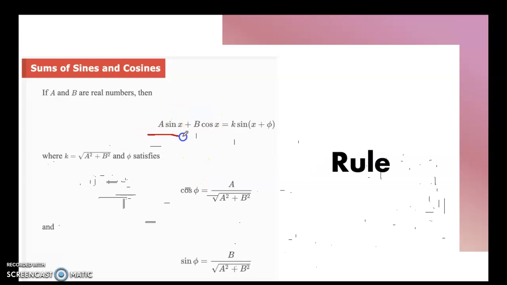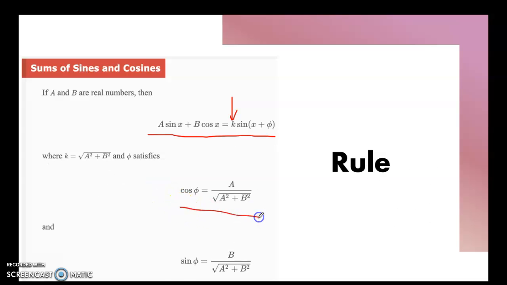This is the rule here. If we start out with a sine x plus b cosine x, we're going to have some constant k times sine of x plus phi, where k is the square root of a squared plus b squared, and phi satisfies these relations. The sine of phi is b over the square root of a squared plus b squared, and cosine phi is a over the square root of a squared plus b squared.